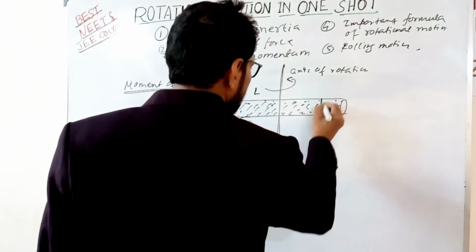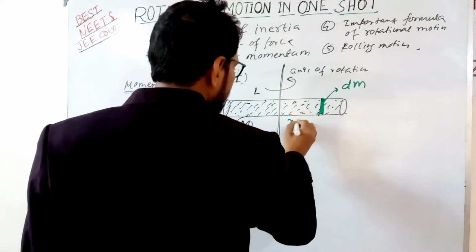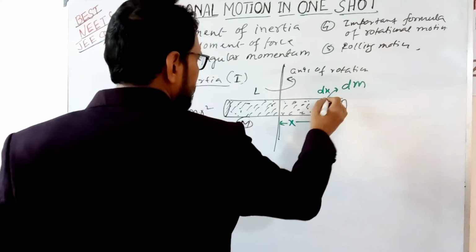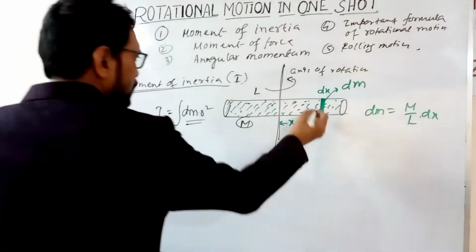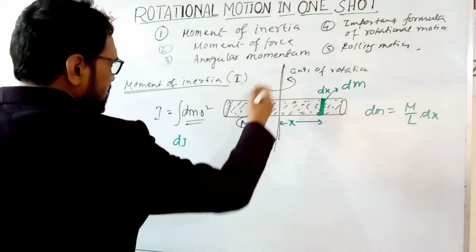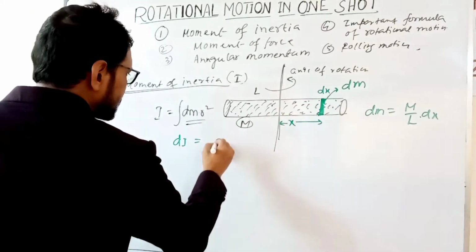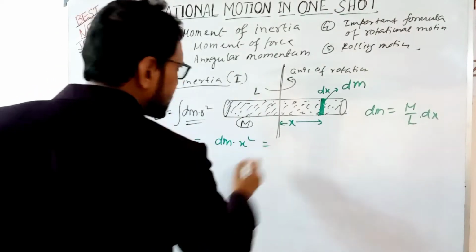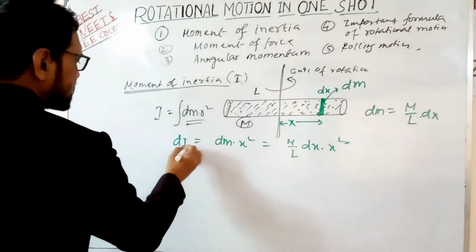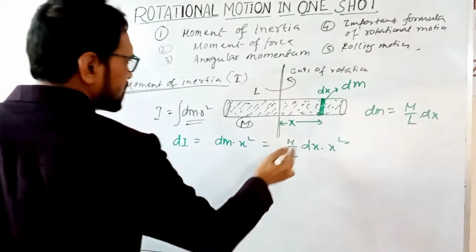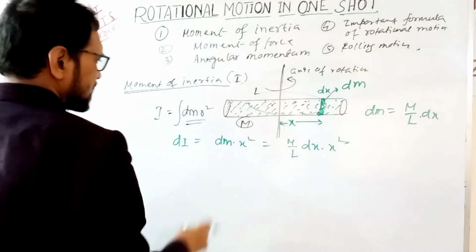Suppose this is an elementary mass dm at a distance x, and the element is dx. Now what is the mass? Mass equals mass per unit length into dx. So dI, the moment of inertia of this elementary system, is dI equal to dm into x square, which is m by l into dx into x square. This is dI, the moment of inertia of this elementary stripe. This stripe rotates about the axis at a distance x, so the radius is x, and it is mass into distance square.